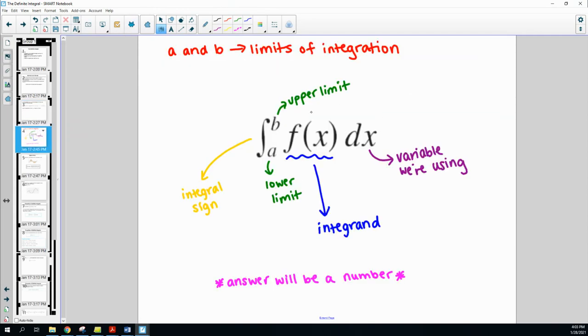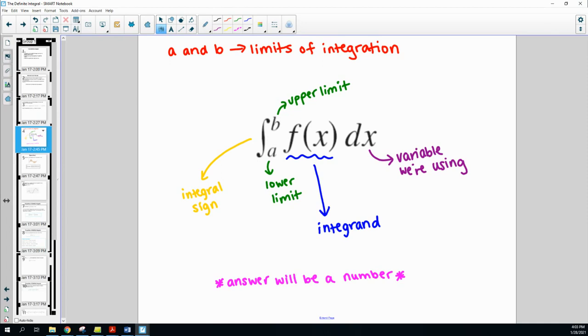Okay, so here in black is a definite integral. Notice that there are values. In this case, there are a and b, but they'll be numbers. That is what makes this a definite integral. We've seen this integral sign before, and when you have numbers on the bottom and top of the sign, then you have a definite integral.